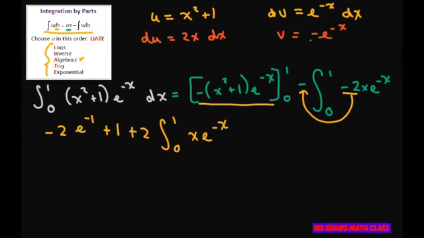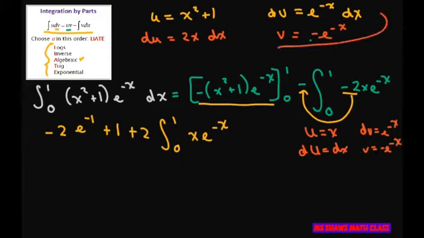So let's let the big U equal x. So du equals dx. And our dv is going to be the same, dv equals e to the negative x. So v equals negative e to the negative x, just like this. So it's the same as that. All right, so let's continue on. I'm going to go ahead and copy this down.